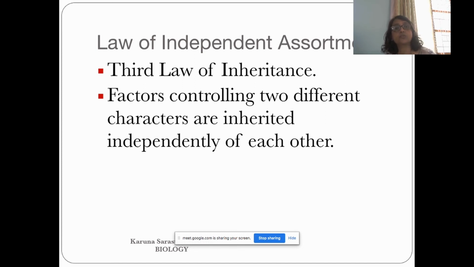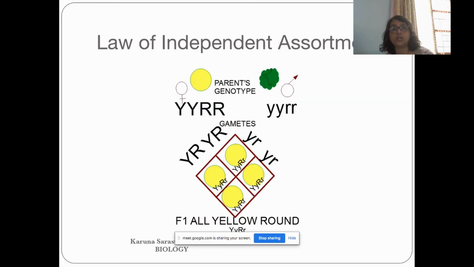The factors controlling two different characters are inherited independently of each other. So here you can see that there are parents who are having yellow seed and round seed, pure variety, and the other parent with green seed and wrinkled seed. When these two parents are taken, when the pollen of one parent and the egg of the other parent are fusing, let us see what happens.